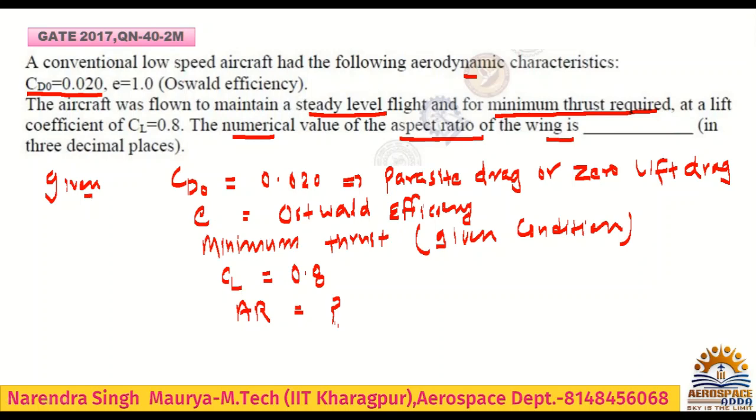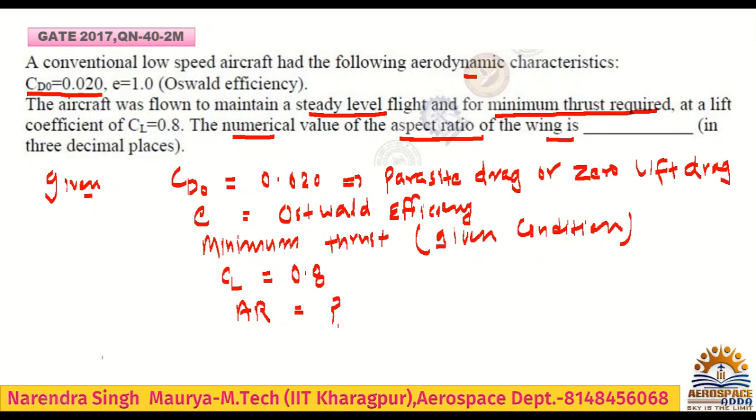This question is about aspect ratio. But one condition they have given is that the aircraft was flown to maintain steady level flight and for minimum thrust required. Okay, so that is the one clue.